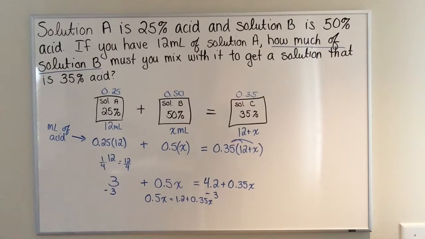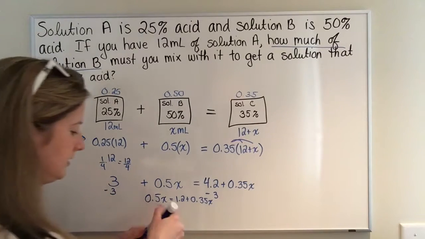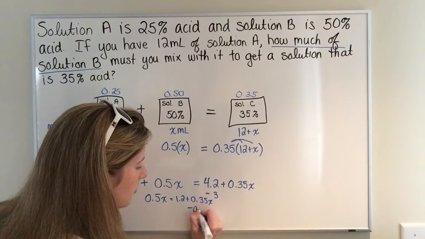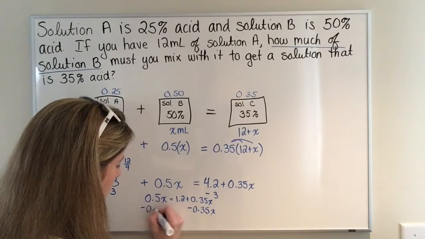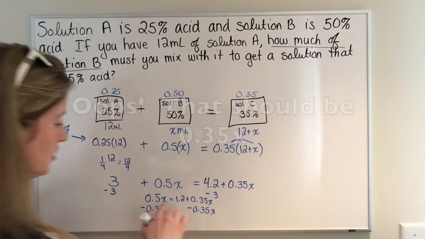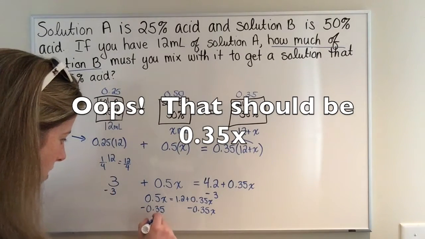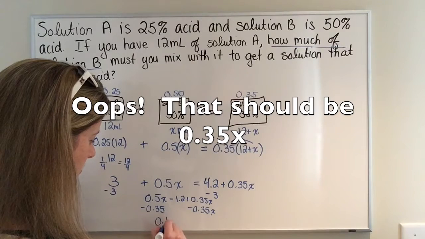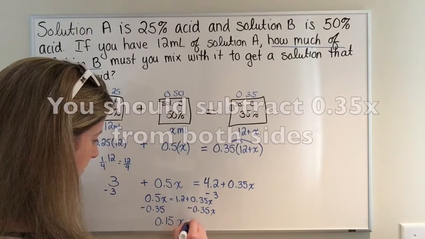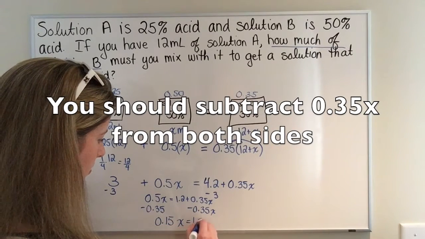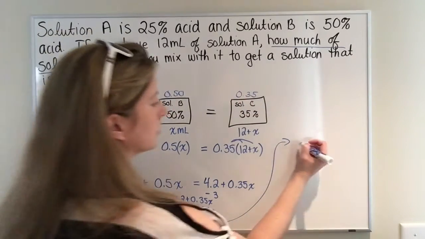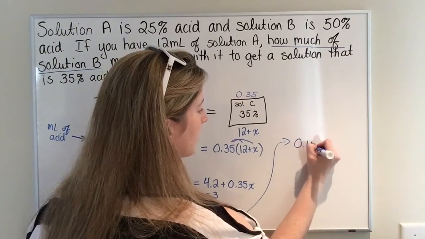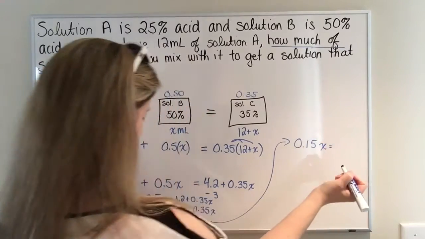Alrighty, so now I'm going to subtract 0.35x from both sides. So then this is going to be what? 0.15, so 0.15x equals 1.2. Okay, so I'm going to come up here and write that up there. So I'll just write it again. Equals 1.2.